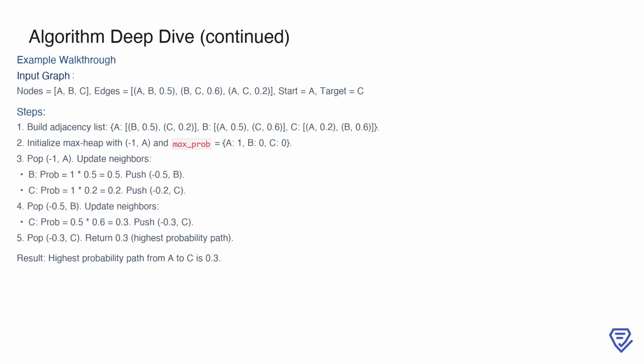From B, the probability to reach C is 0.5 times 0.6 equals 0.3. Since 0.3 is greater than the current max_prob value for C, we update it and push (-0.3, C) onto the heap. Finally, we pop (-0.3, C) and return 0.3, which is the highest probability path from A to C. This step-by-step process demonstrates how the algorithm efficiently finds the optimal path.